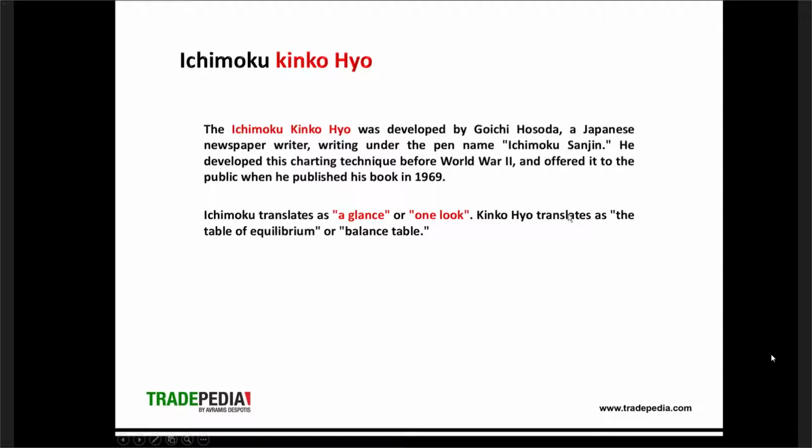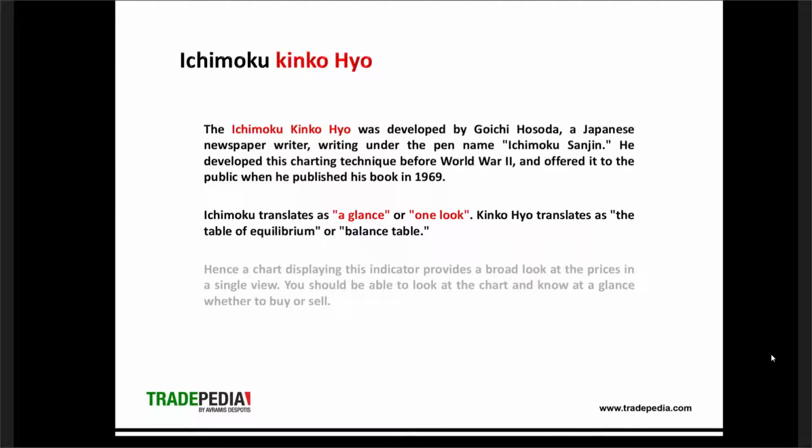This now, of course, can be used as an analytical tool. Many people also use it as its own complete strategy. So Ichimoku, very well-known and widely used indicator. Hence a chart displaying this indicator provides a broad look at the price in one single view. So you should be able to look at the chart and know whether you'd be interested to buy or sell, and maybe when that next entry point is.